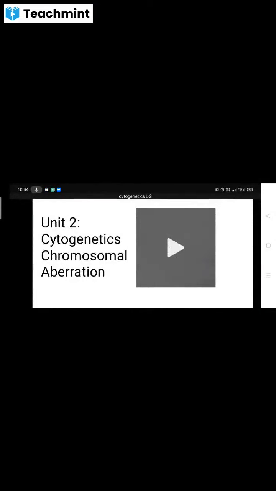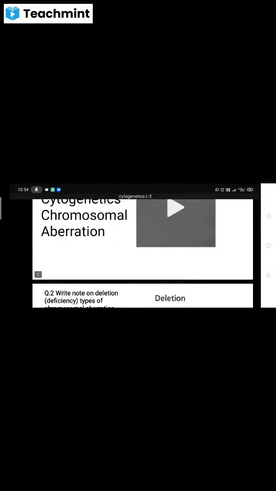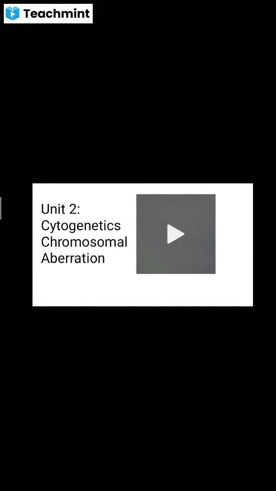Yes, ma'am. Okay, so let's begin with Unit 2, cytogenetics. The first point in this unit is chromosomal aberration. So what are chromosomal aberrations? That means some structural or numerical changes that take place in the chromosomes, and due to these changes, some variations or mutations may take place.